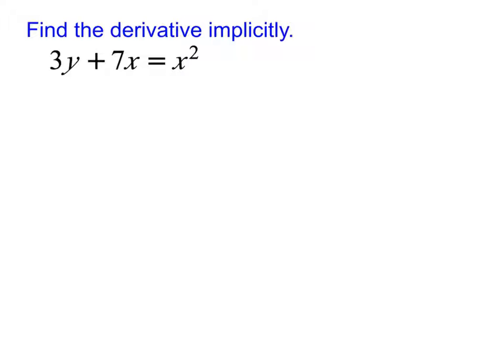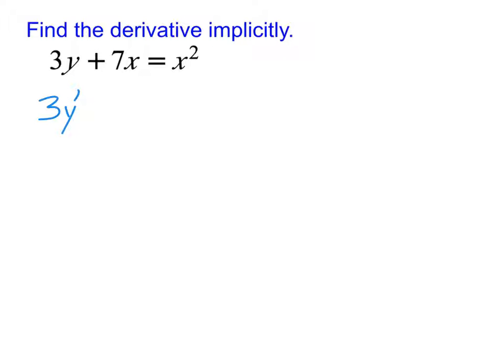Again though, it's just a constant times y. So I know my derivative will be 3 times the derivative of y. And the derivative of y, of course, is y prime. Remember, it has to be y prime because we're taking the derivative with regards to x, not y.